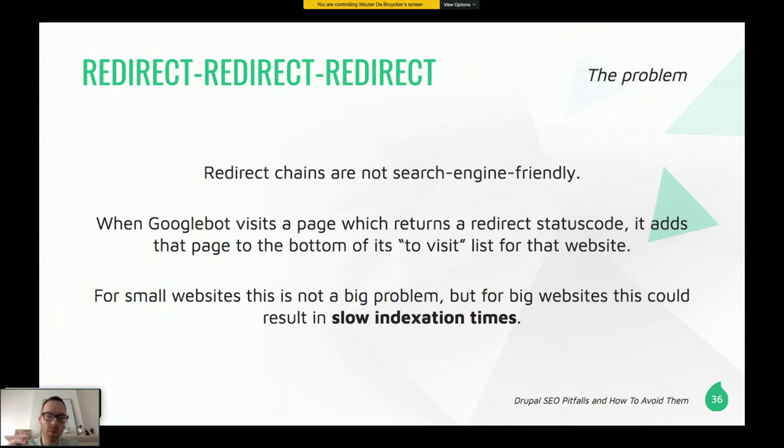Now, if it stumbles upon a URL that has a 301 redirect, then it adds the new URL at the bottom of that list. For small websites, this isn't really a big problem, but for big websites, this could result in very slow indexation times. Because when Googlebot visits a page and wants to index it, but it returns a 301, then that new page will be added at the bottom of the list. So this will result in very slow indexation times.